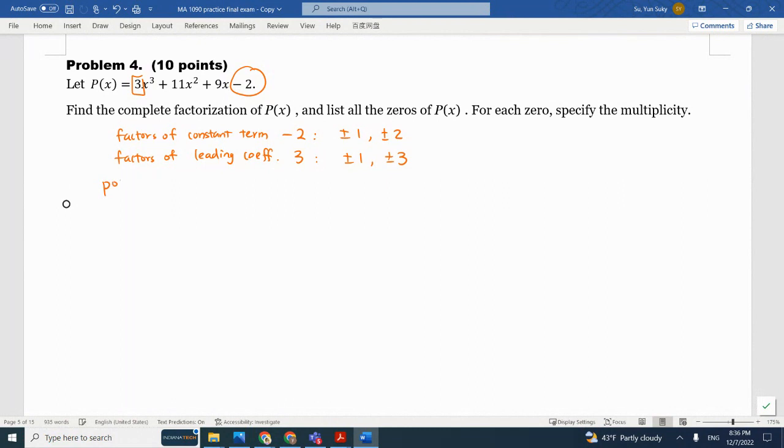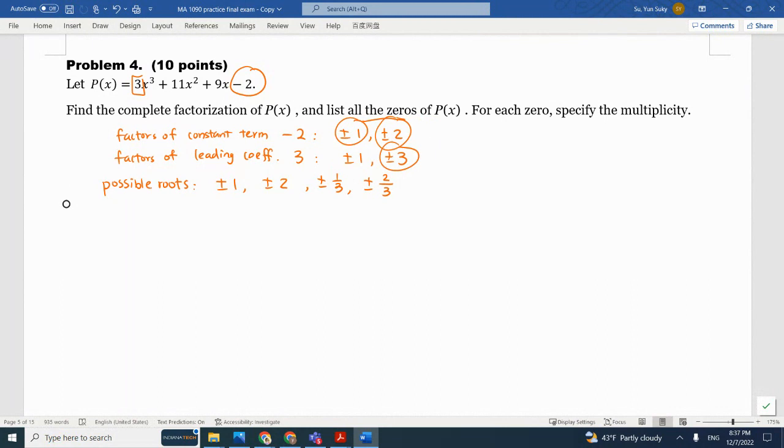And then possible roots. So we use these numbers divided by those numbers, right? So plus or minus 1 over plus or minus 1 is plus or minus 1. Plus or minus 2 over plus or minus 1 is plus or minus 2. And then plus or minus 1 over plus or minus 3 is plus or minus 1/3. Plus or minus 2 over plus or minus 3 is plus or minus 2/3. So these are all the possible roots.